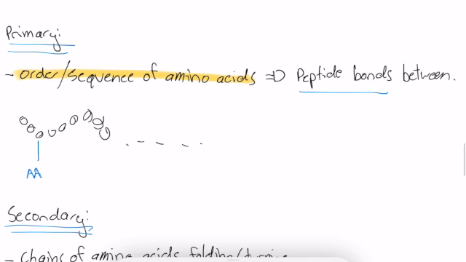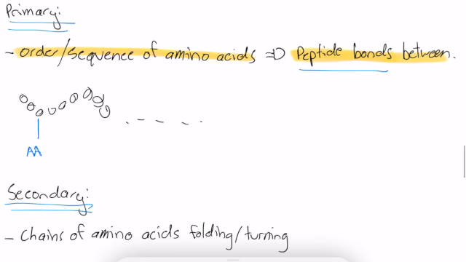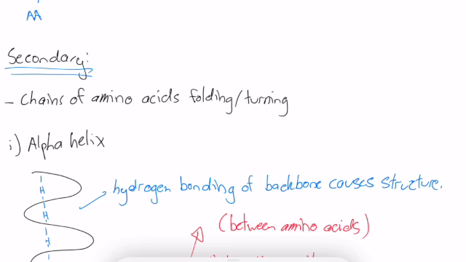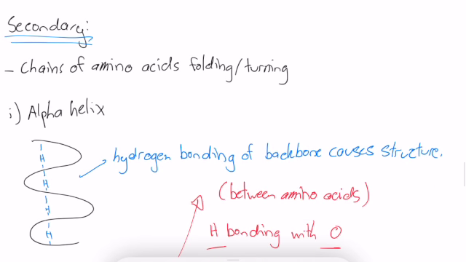As we talked about before, we know that there are peptide bonds between each amino acid. I've just drawn a quick diagram here to illustrate this primary structure. It's effectively just your amino acids, each joined by that peptide bond. Next up, we have a secondary structure, which is more complex than your primary structure, as the amino acids begin to interact with each other, folding and turning.